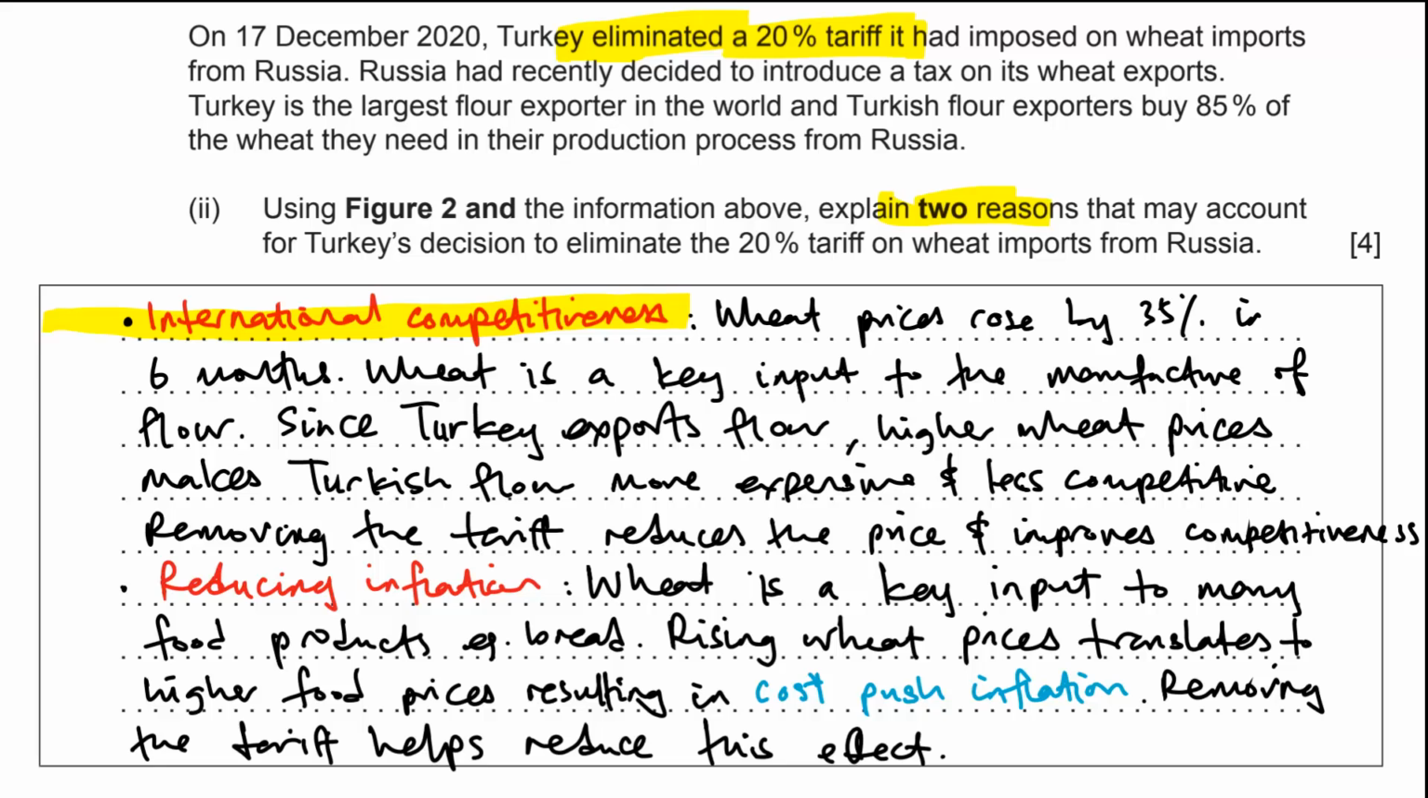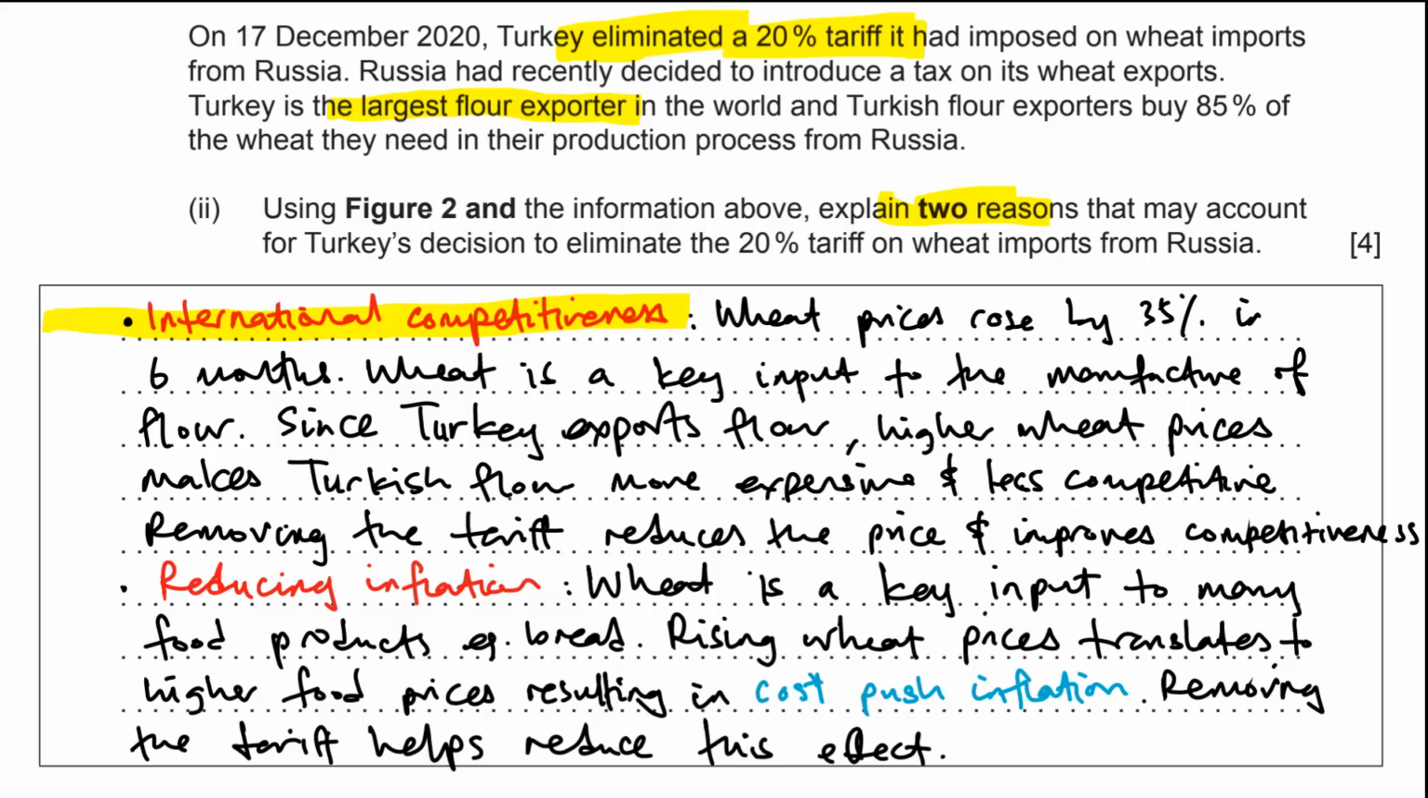So you might want to reduce the tariff, okay, sorry, I should backtrack a little bit. The second part of the story we're told is that Turkey is the largest flour exporter in the world. So what do we need to make flour? Well, we need wheat, right? Wheat is a raw material or raw ingredient into the manufacture of flour.